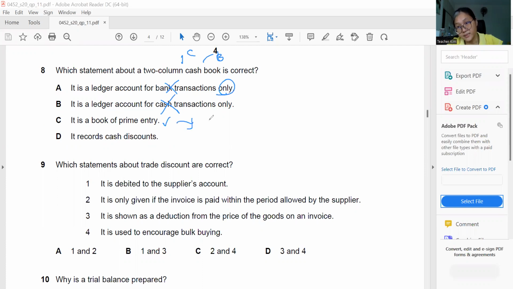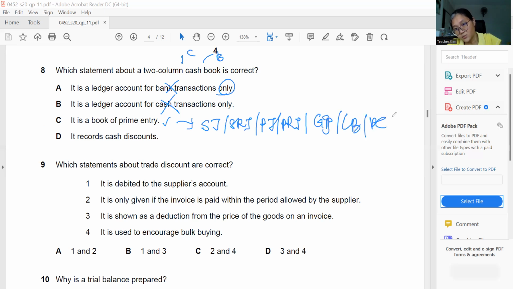Book of prime entry, you have 7 books: sales journal, sales return journal, purchases journal, purchases return journal, general journal, cash book, and petty cash book. So these are all the books of prime entry. It records cash discount. This cash discount, if we include this one, is called a 3-column cash book. So the answer should be C. Okay, now let's continue.